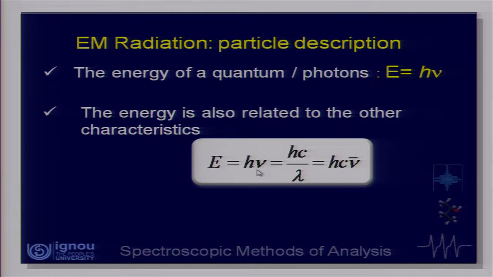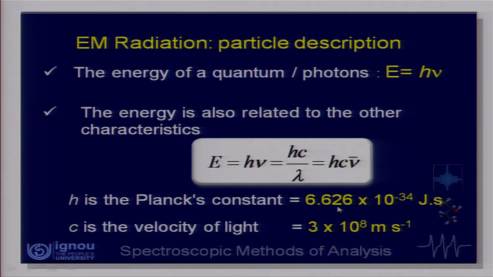E is hν, we just said, and if you put the expression for ν here, that is c/λ, the expression becomes E = hc/λ. Or if I take 1/λ to be ν̄, that is the wave number, E is equal to hcν̄. So, there are alternative ways of looking at the energy of radiation: E = hν, or E = hc/λ, or E = hcν̄. All these expressions are very useful when we try to express the energy of a given radiation in terms of different characteristics.